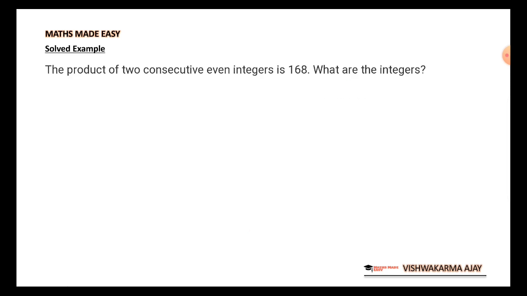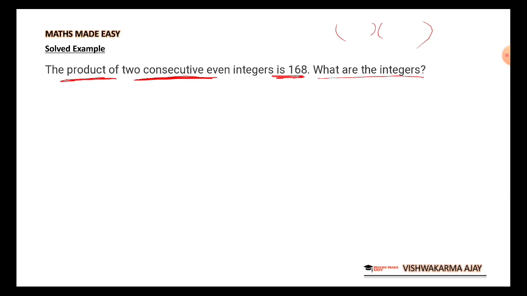A little complicated question, but very interesting. The product of 2 consecutive even integers is 168. What are the integers? Okay, product. If you remember in the previous chart that I showed you, if there is a product, it means they want us to multiply 2 different integers. The product of 2 consecutive. What is the meaning of consecutive? Consecutive is one after the other.